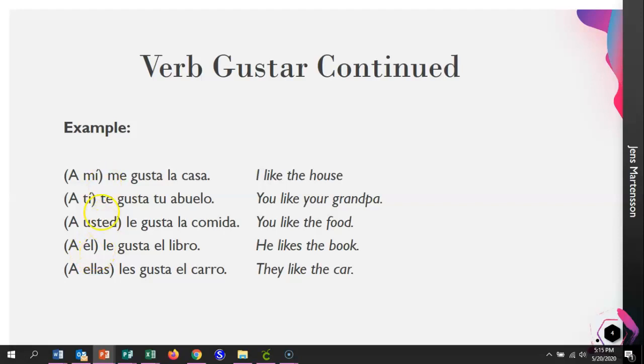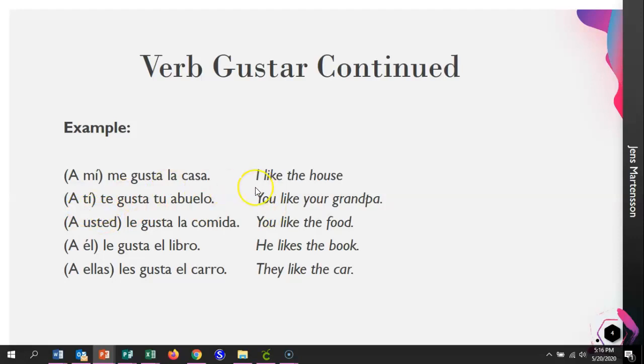Sorry, I got ahead. Let's read the sentence. Les gusta el carro. They like the car. So we're talking about they, and it's female in this case. So it's a ellas. If it would have been male or men, it would have been a ellos. So once again, if we're saying he, it's a él. You, the formal way to say it is a usted. The informal way is a ti.